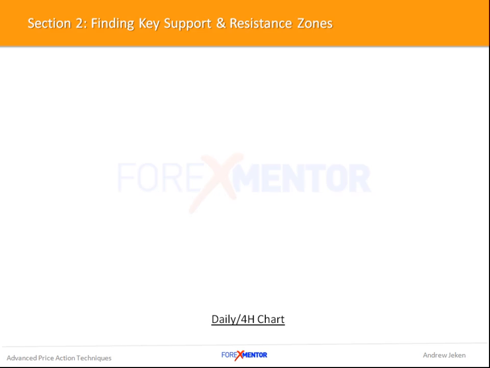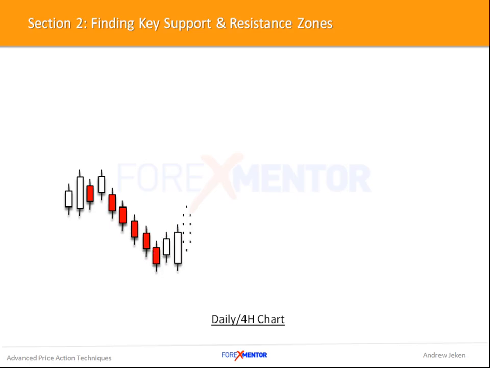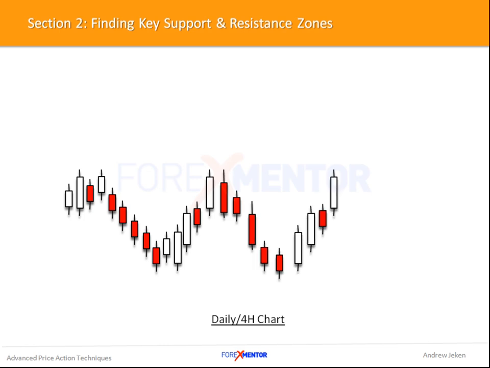Finding key support and resistance zones. Remember, we're looking for these zones or levels on daily and 4 hour charts. So how do we go about finding these levels? Let's follow price and see what we're looking for on specific areas. If you follow price along, you can see it's just up, down, up, down, up, down, complete randomness. But if we start dissecting price, meaning we look for certain patterns or levels, we can start making more sense.